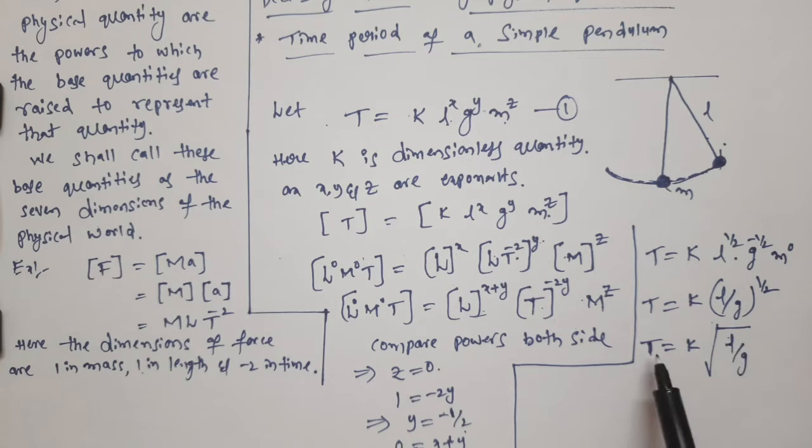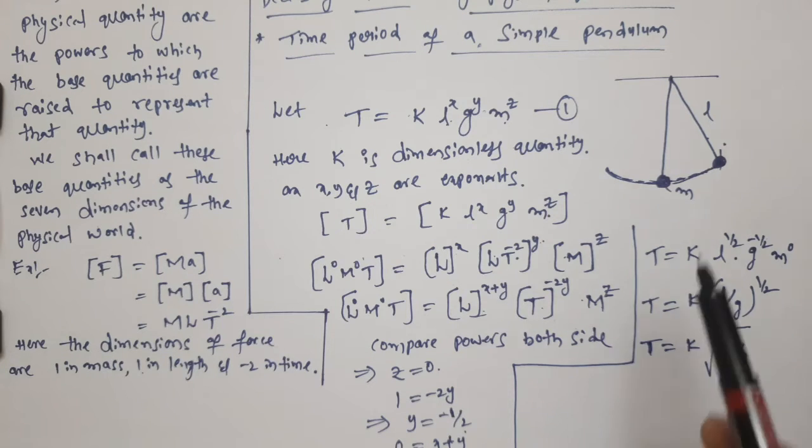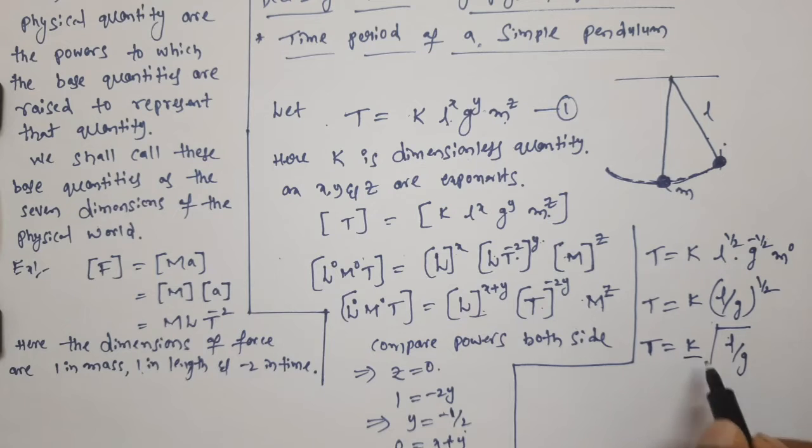As we decrease length, time period decreases. But it does not depend on mass. So whatever be the mass value, the time period remains constant. But the actual equation, we are saying k, right? When we derive the equation for time period of a simple pendulum in oscillations, there we get the actual equation.